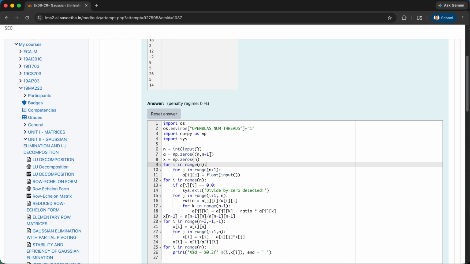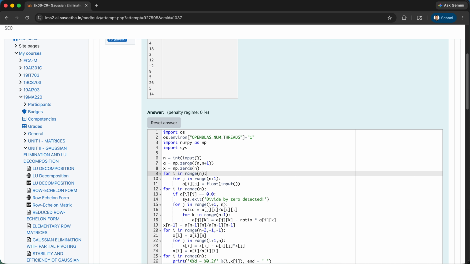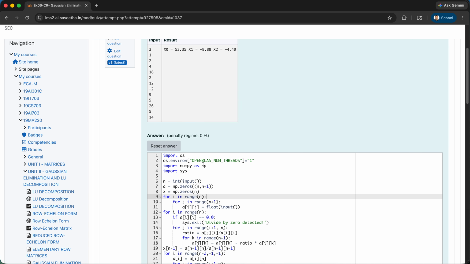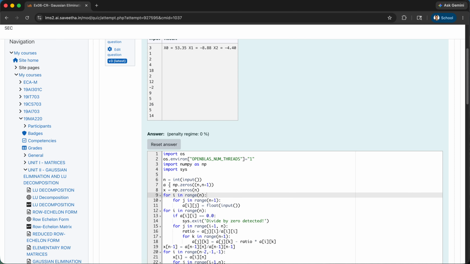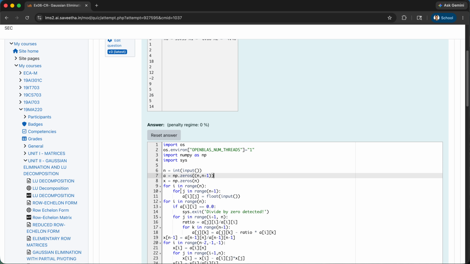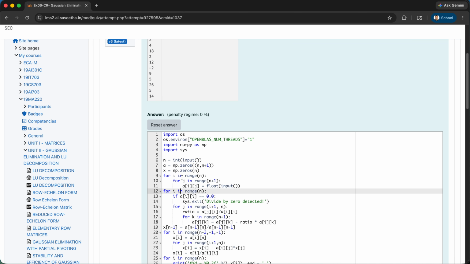And thereafter, we have to enter the matrix like this. You create a zero matrix of n comma n plus 1, which is used to accommodate the constant part as well. So this is an augmented matrix. Finally, there is something known as x, which is used to get the solution. Afterwards, you enter the values for the matrix: first the first row and its corresponding columns will be filled, then the next row and its corresponding columns, and so on.